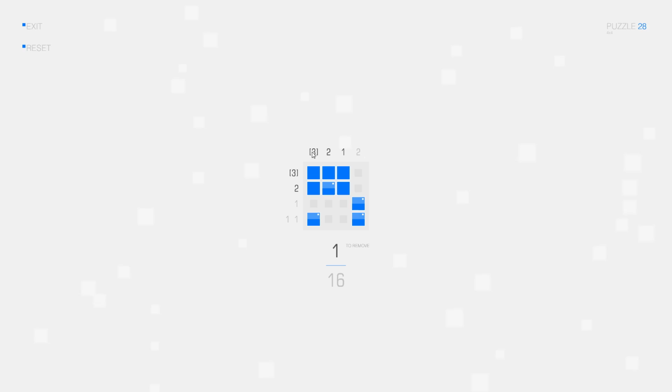Now I need 3 squares in this column. Let's mark them. I have 2 connected squares marked in this row already, so I can delete this square, and I need 3 squares also in this row, so the puzzle is complete.